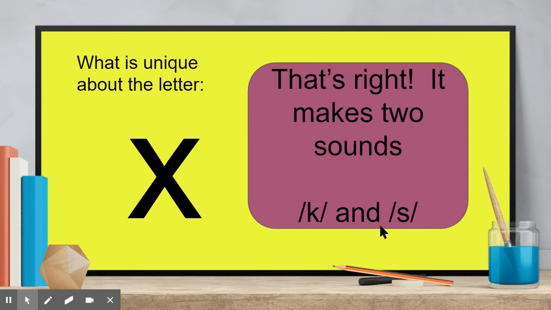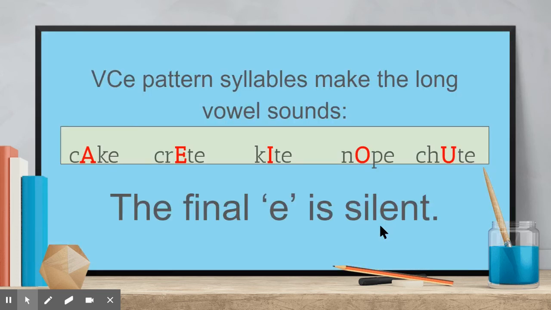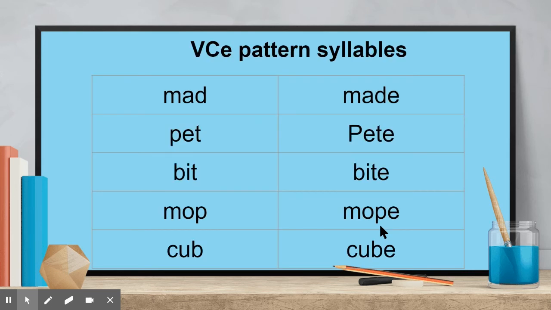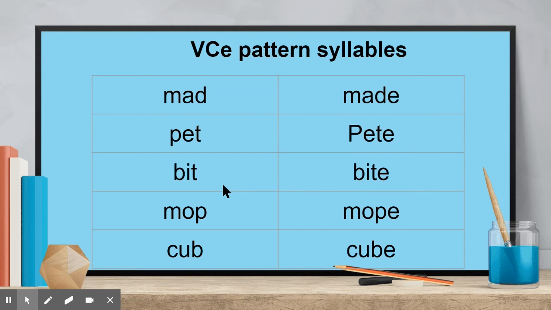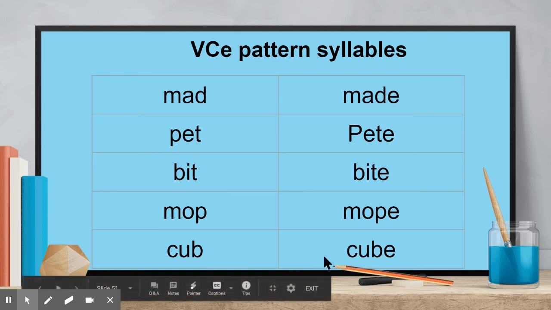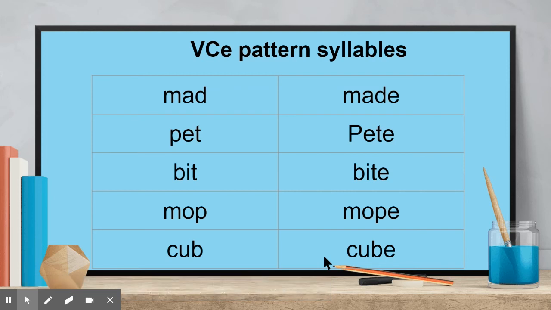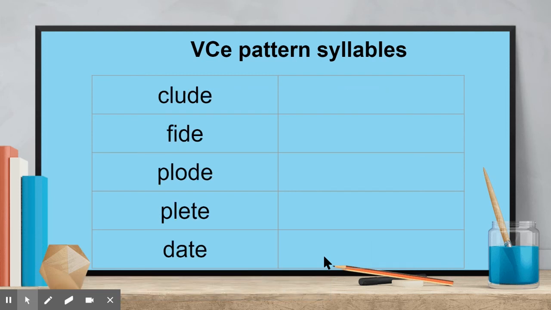We'll also talk about the letter X. X has two sounds, so it's a very unique letter. And then we'll talk about how we can change a short vowel sound to a long vowel sound by adding that E. So we could have mad or made, pet or Pete, bit or bite, mop or mope, or cub or cube, right? So this E is like the second most important pattern in English.